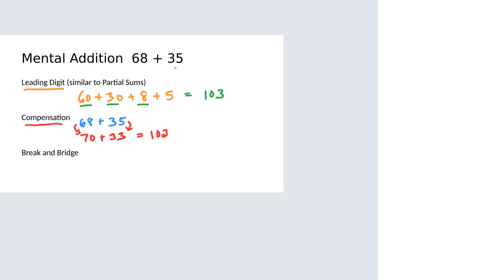So leading digit is kind of like partial sums. Compensation, we make one number bigger, make the other one smaller by the same amount so that they're numbers that are easy to work with.